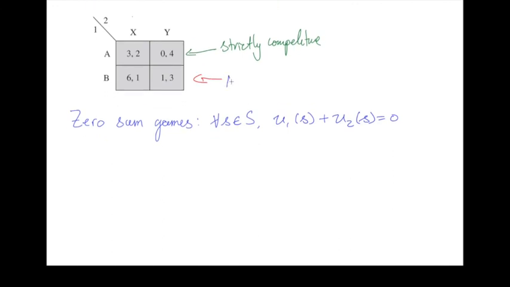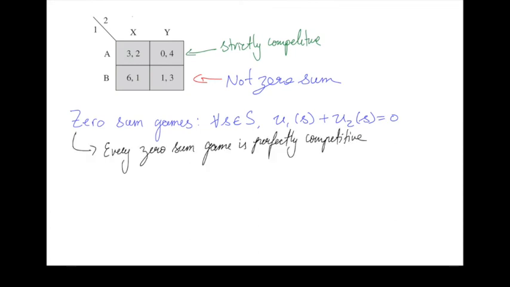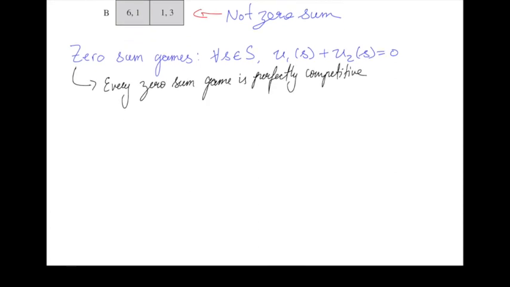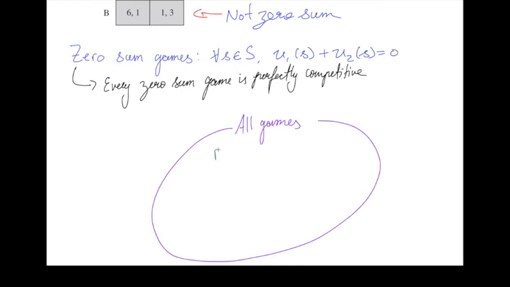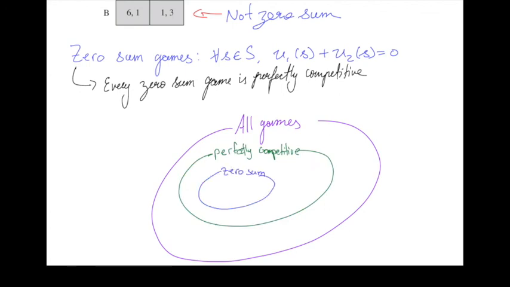This is not zero-sum. Zero-sum games are what we often think of when we think of games, not in the context of game theory, but in just plain language. When we think of game, we think of a zero-sum game. Obviously, every zero-sum game is perfectly competitive, but not vice versa. So if you think of this as a Venn diagram, you've got the set of all possible games. Among those, you've got perfectly competitive games, and among those, you've got zero-sum games.